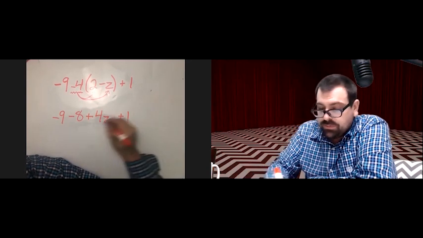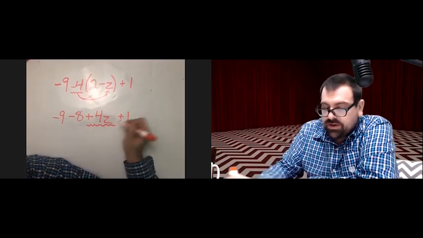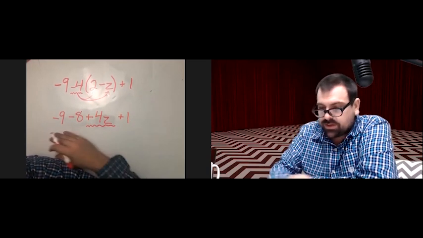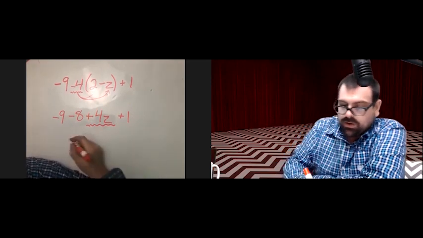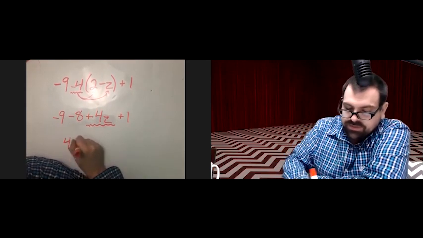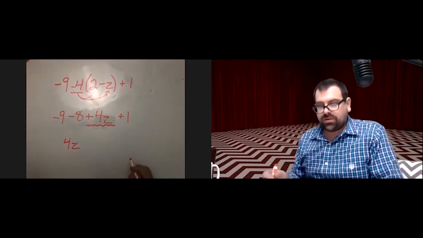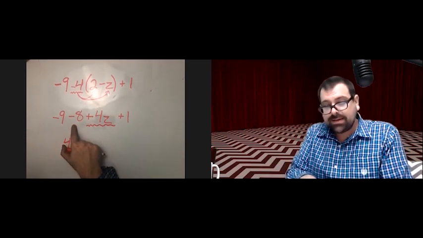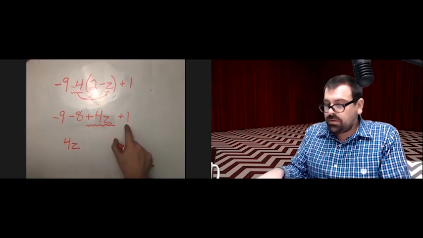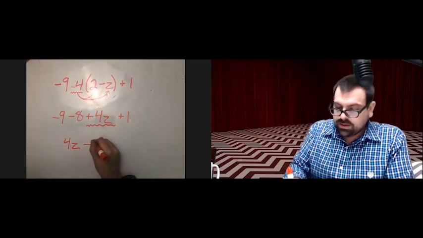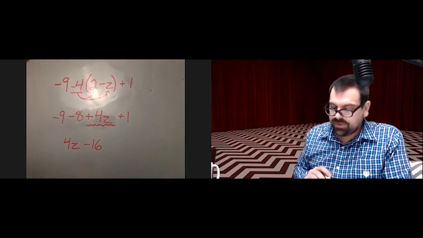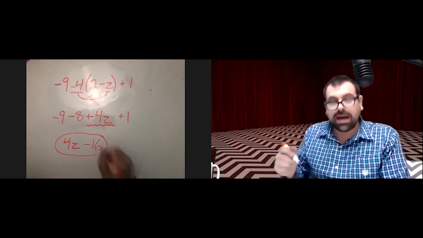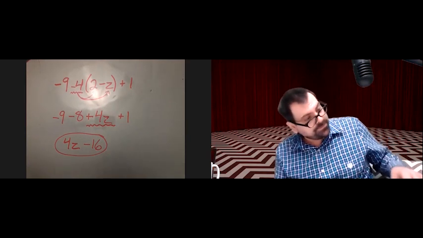Again, tradition that we put the highest powered variable first. Since we just have z's and the rest are constants, I'm going to go ahead and move this positive 4z first. And then we have negative 9 minus 8, that's negative 17, plus 1. It's a negative 16. That negative becomes our minus. 4z minus 16.